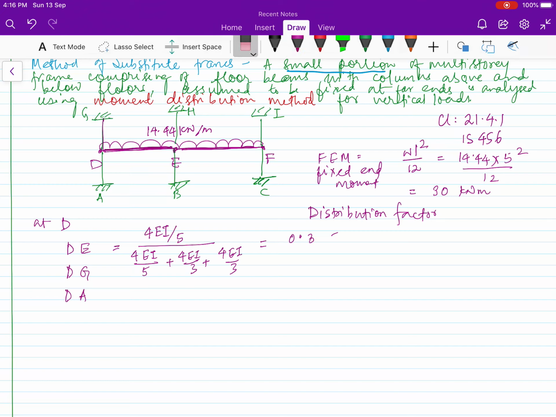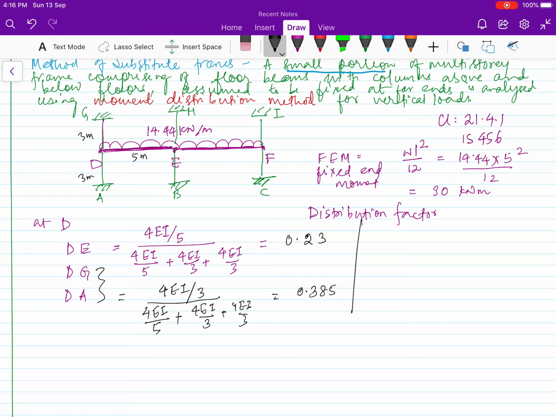It's 0.23, for DE, yes. For DG and DA it will be same because we have same length. So the formula is 4EI by L, where L is 3 meter, the column height is 3 meter because this is 5 meter and these are 3 meter, by summation of all the relative stiffness. 4EI by 5, the same, 4EI by 3, 4EI by 3. So this comes to be 0.385.